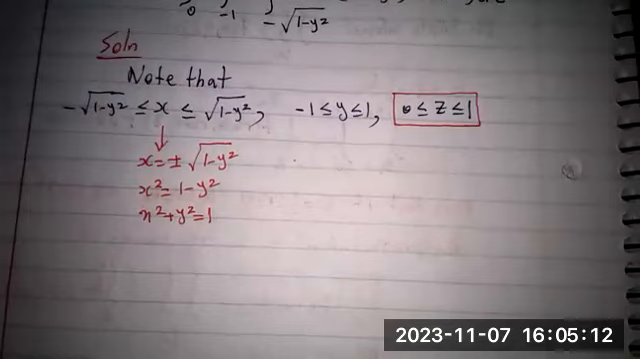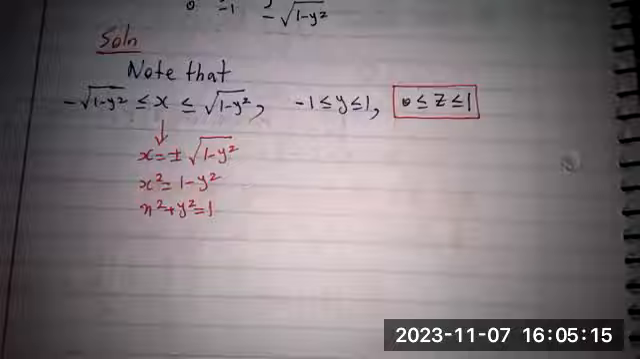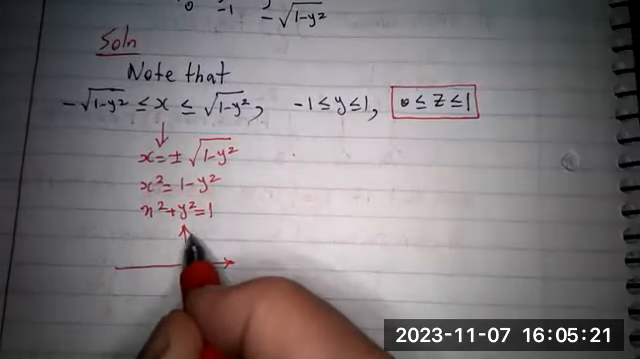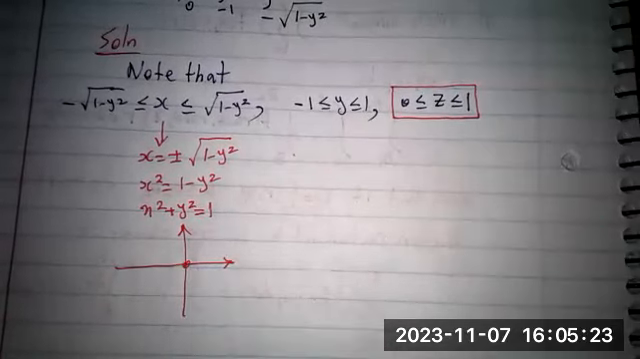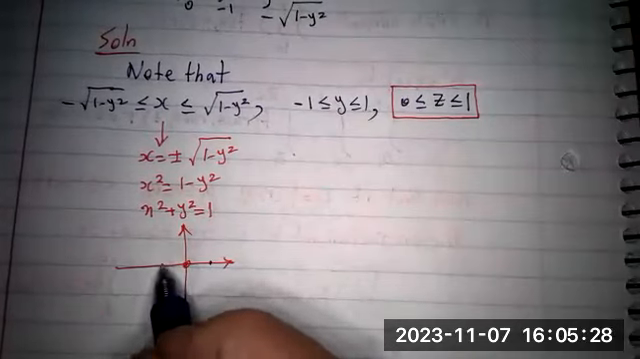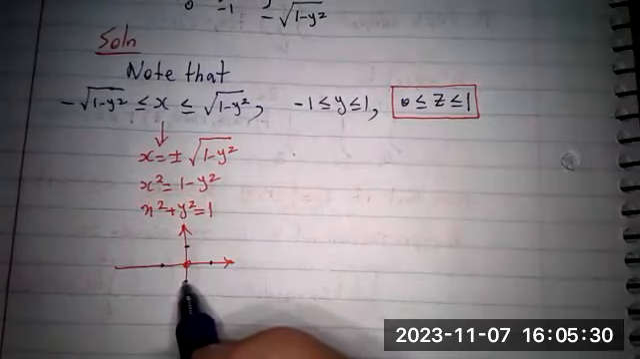x squared plus y squared equals 1. What's the graph of this equation? A circle. Very good. A circle centered at 0 with a radius of 1.